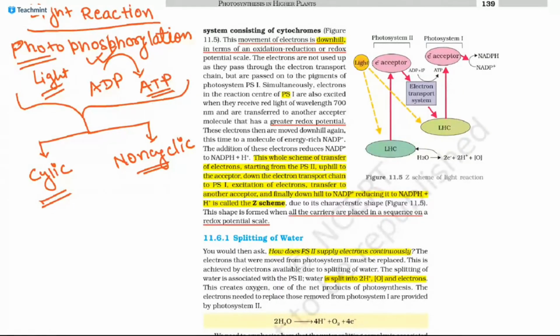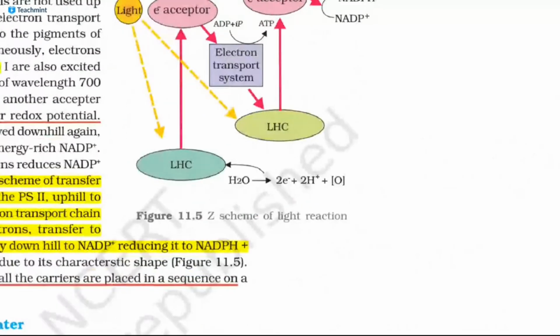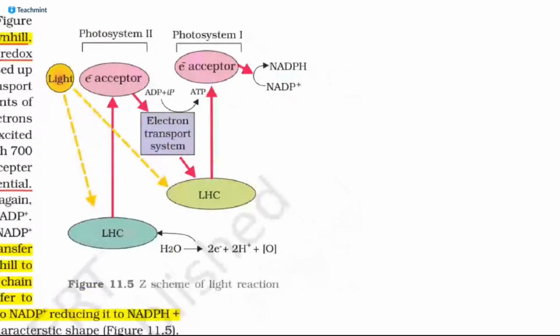First of all, we will see the non-cyclic photophosphorylation. Can you see this graph clearly? Here you can see LHC is mentioned. LHC is the light harvesting complex, which means photosystem also. This is photosystem 2, which is a type of LHC. And the other LHC is photosystem 1.